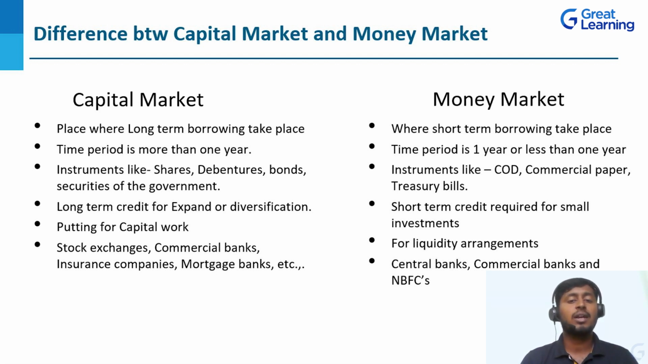And the last point under capital market: stock exchanges, commercial banks, insurance companies, mortgage banks, etc. These are the key players in the capital market. Either they issue or they purchase the securities from the capital market. While in the money market, the central bank, commercial banks and NBFCs, that is non-banking financial companies, are involved. So these are a few differences between the capital market and money market.